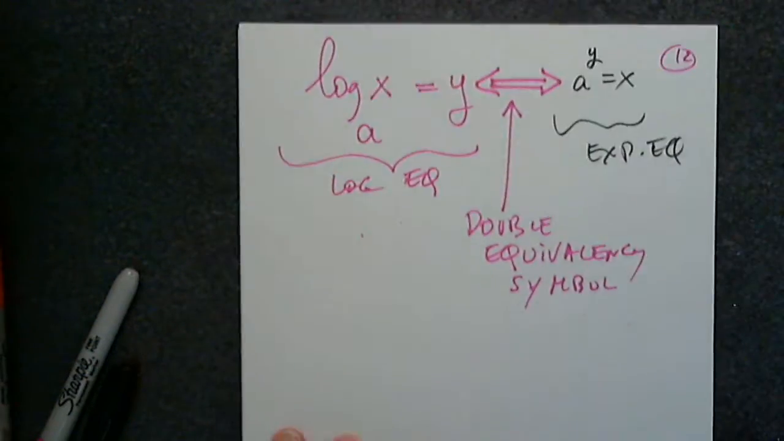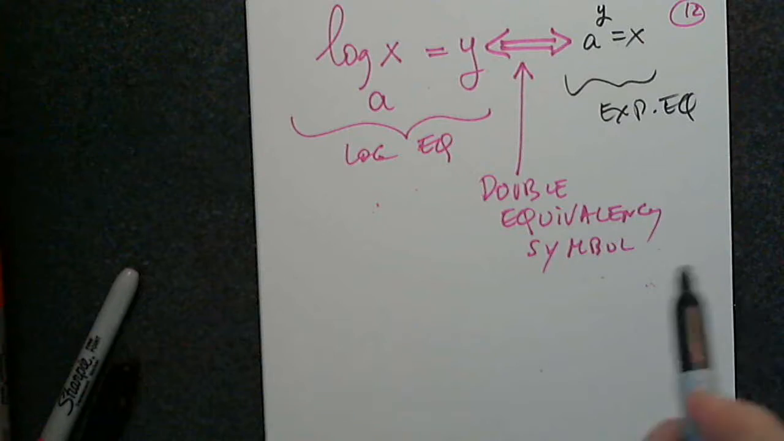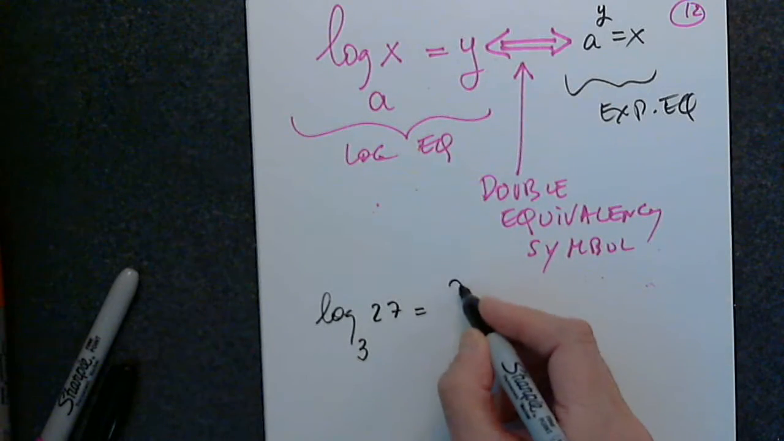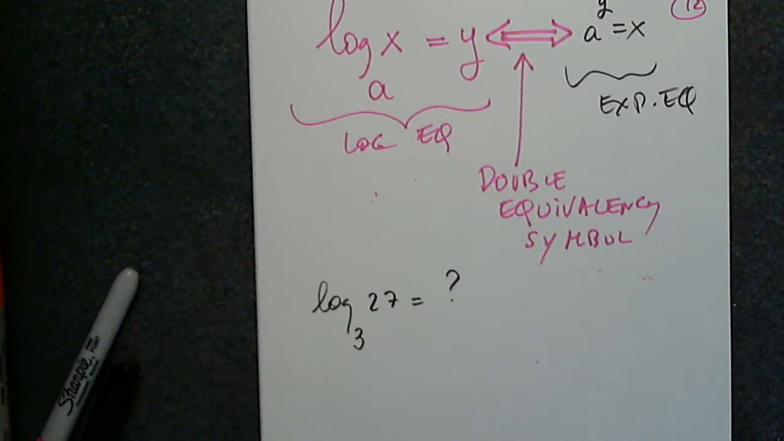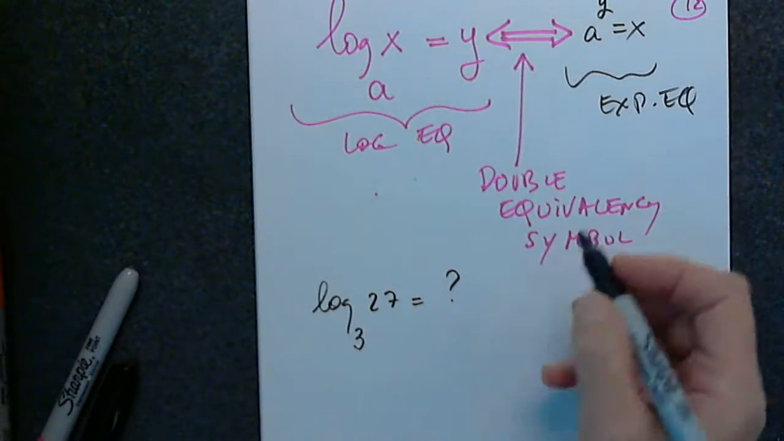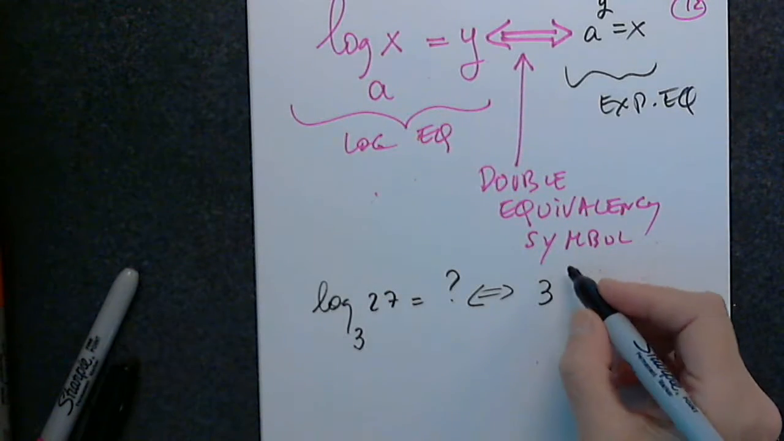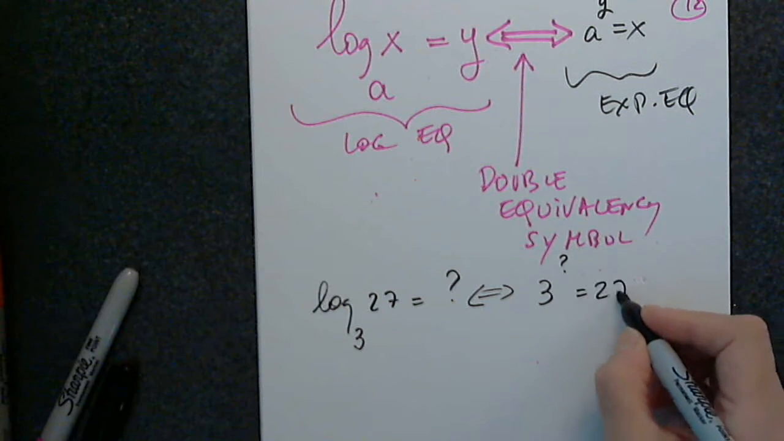So then, log base 3 of 27. I have no idea what this is. But according to the principle that any log can be changed into an exponential, will you give it a shot and tell me how I change this into an exponential? 3 raised to unknown. Excellent. Very good, Alex. Thank you. Raised to unknown equals 27.